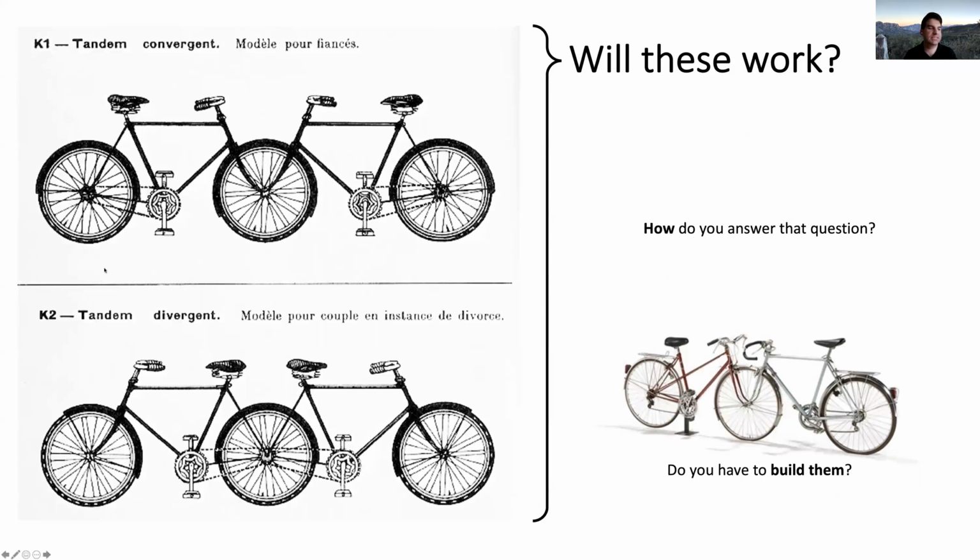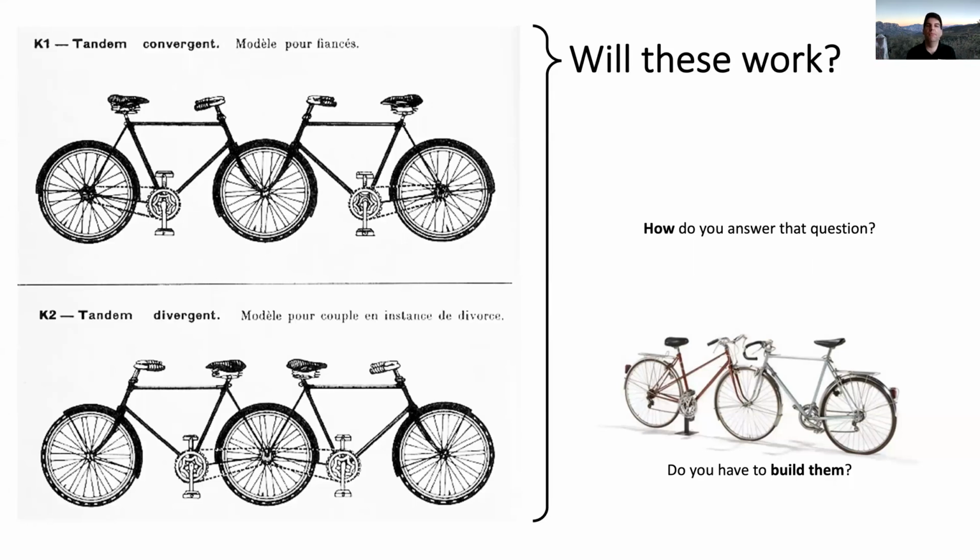Same thing, and I'll skip through this a little more quickly. This is a famous piece of art: tandem convergent, tandem divergent. This is a model for fiancés, a model for couples just before a divorce. Here you see the front bike tires are joined together. Here the back bike tires are joined together. Here you're seeing a depiction of what it's like to be with someone and be as close to them as possible and only wanting to be closer. Whereas in the bottom one, you're with someone that you want to be nowhere but apart from, and you can't get away from them.